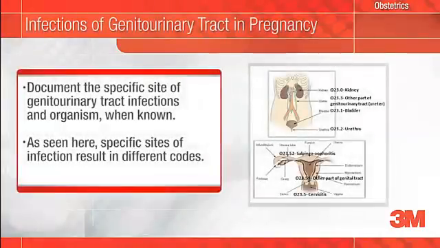There's nothing really new with regard to the coding of genitourinary tract infections in pregnancy. However, there is always room for improvement in documentation of the site of the infection, such as kidney, bladder, or cervix, and the organism causing the infection when known or suspected. For example, good documentation would be Group B strep infection of the cervix.